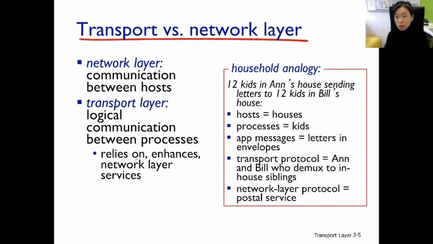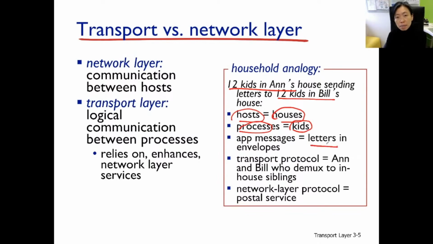All right. Now, let me try to use an analogy to explain more clearly the distinction between a transport layer service and a network layer service. So the example is this. Anne here has 12 kids in the house, and Bill also has 12 kids in the house. Both big families. And for some reason, Anne's kids and Bill's kids are good friends to each other, right? So Anne's house and Bill's house, consider them as hosts. And each kid generating letters to send to each other will be the processes. So 12 processes generating messages independently, and trying to send them to Bill's house and therefore reaching Bill's kids.